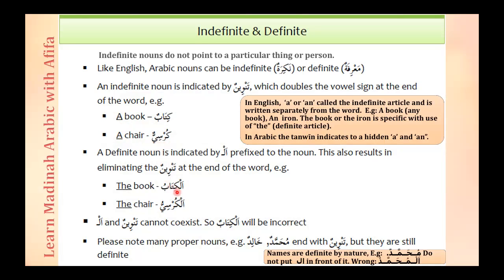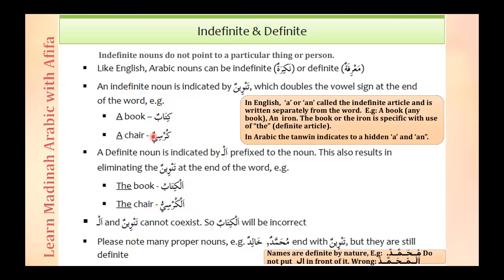If you compare that with the definite article, you will see a clear difference because the definite has this al attached to the noun to make it definite. So compare kitabun with al-kitabu, the book. Compare kursiyun, a chair, with al-kursiyu, the chair. Okay, so this is definite. This is indefinite. This is a specific book, a specific chair, and this is not specific.